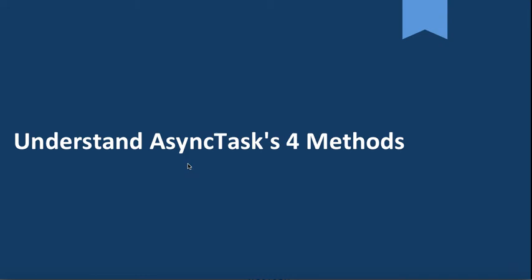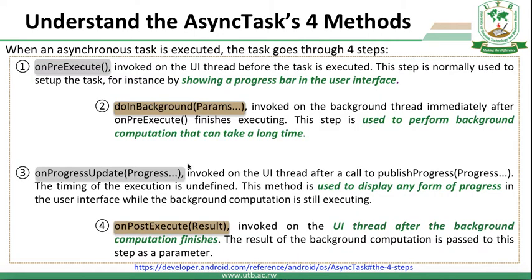Let us understand AsyncTask's four methods. When an AsyncTask is executed, the task goes through four steps. The first is onPreExecute, the second is doInBackground, the third is onProgressUpdate, and the fourth is the onPostExecute method. onPreExecute is invoked on the user interface thread before the task is executed. This step is normally used to set up the task, initializing variables and objects, for example by showing a progress bar in the user interface.